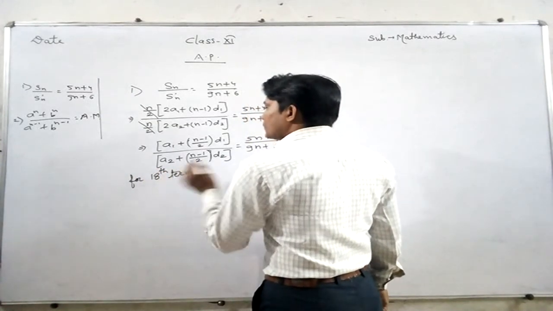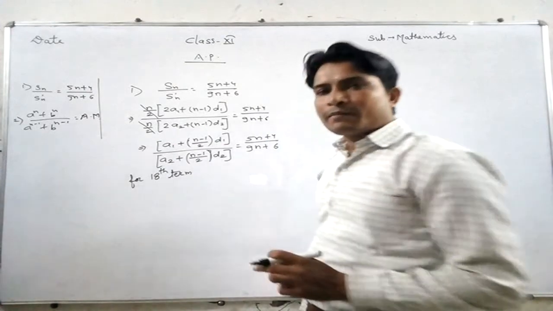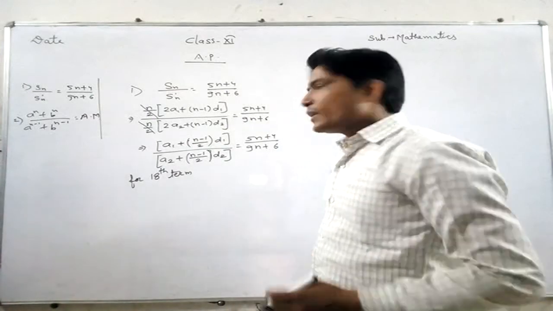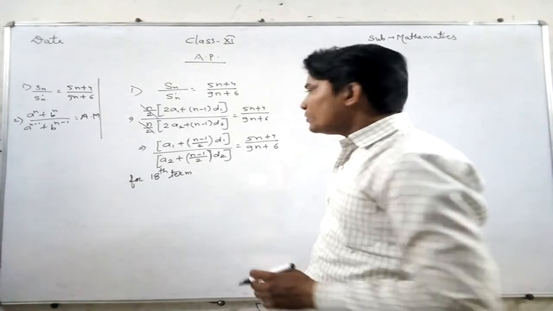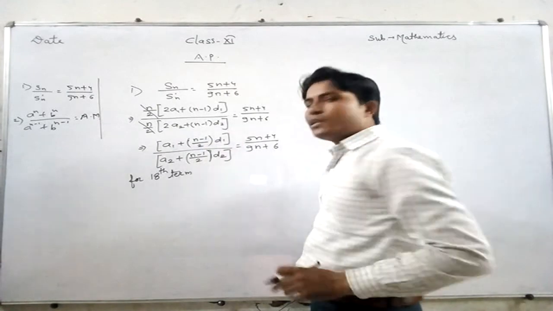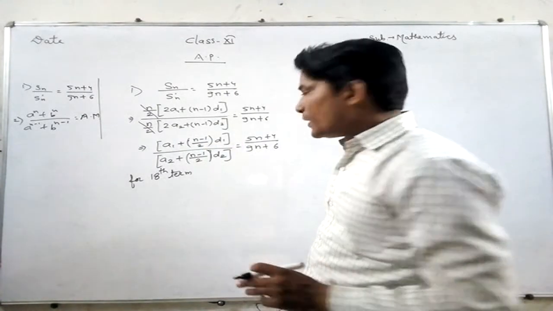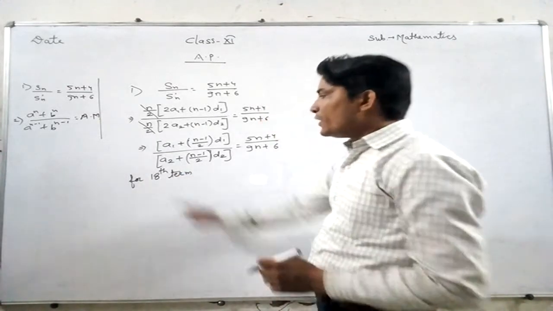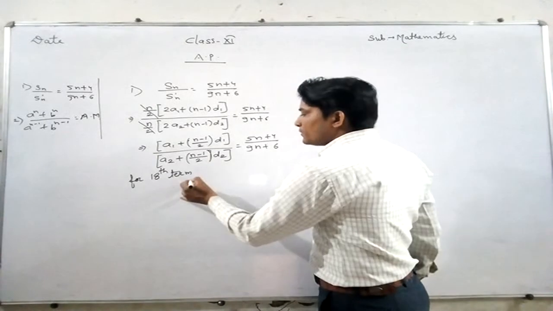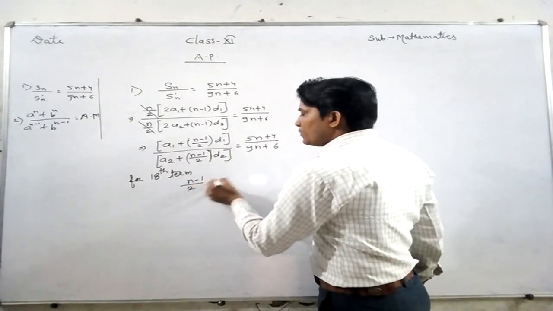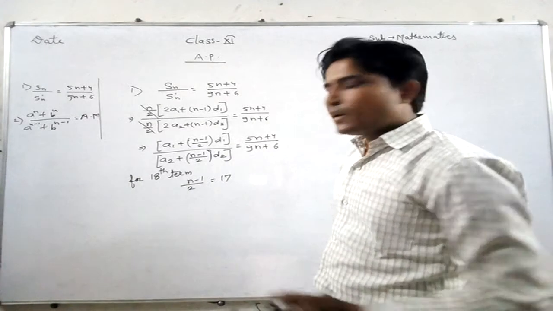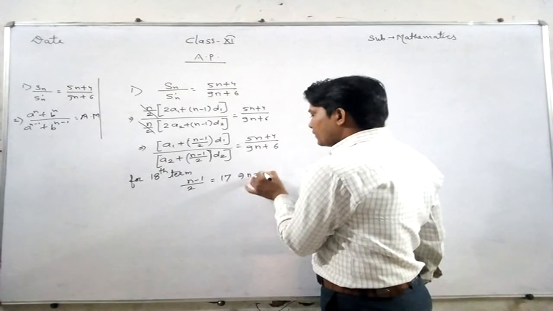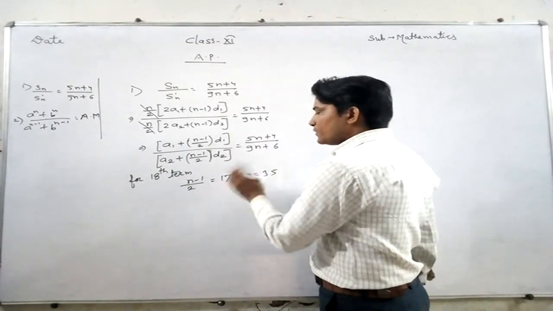For the 18th term, this is a formula related to an, the general term formula to find terms in an AP: a1 plus n minus 1 into d. So what is the 18th term? We find the value of the 18th term when n minus 1 upon 2 is equal to 17. So n minus 1 equals 34, which implies that n equals 35.